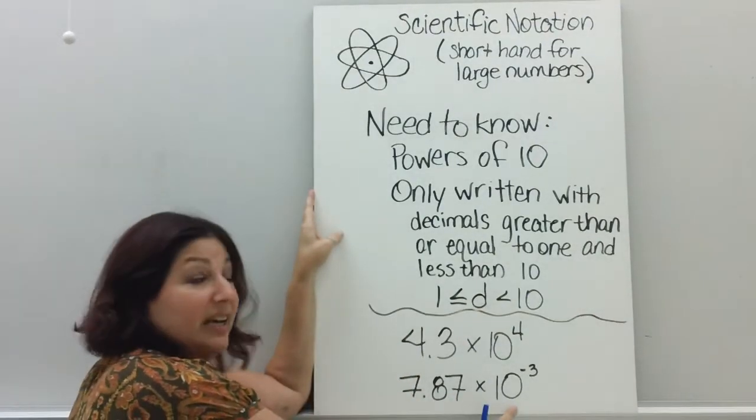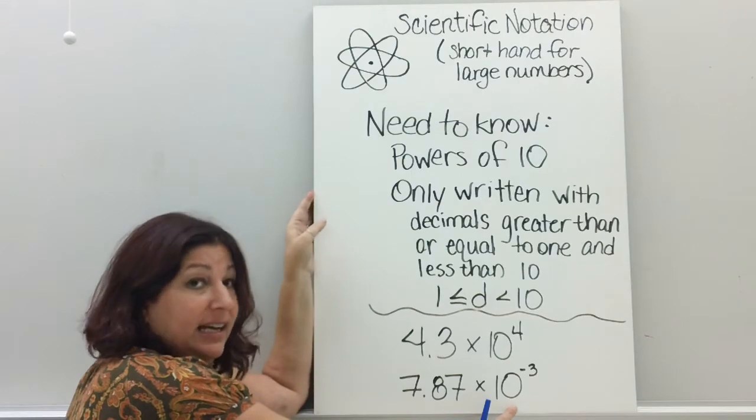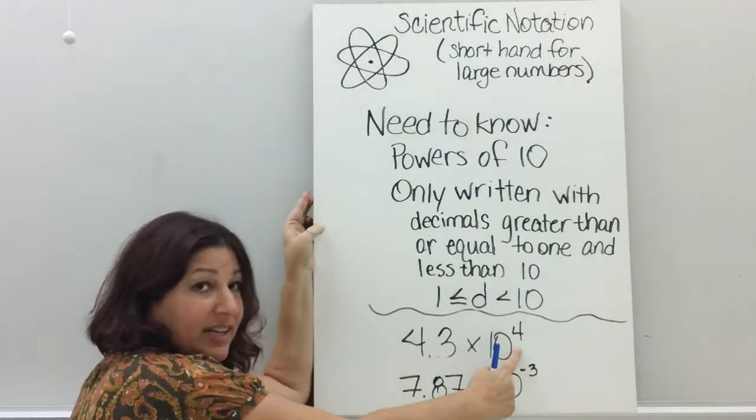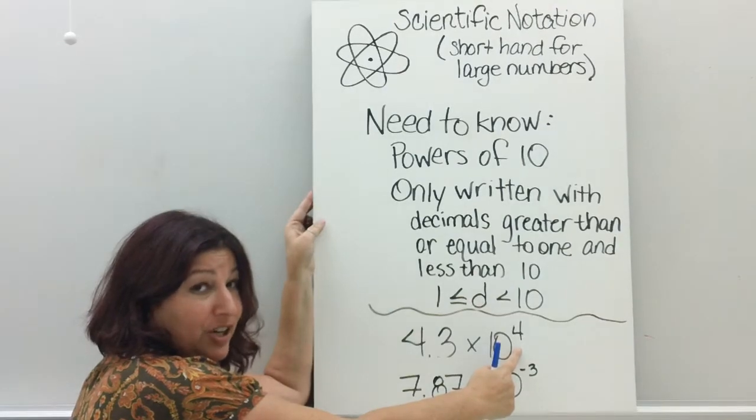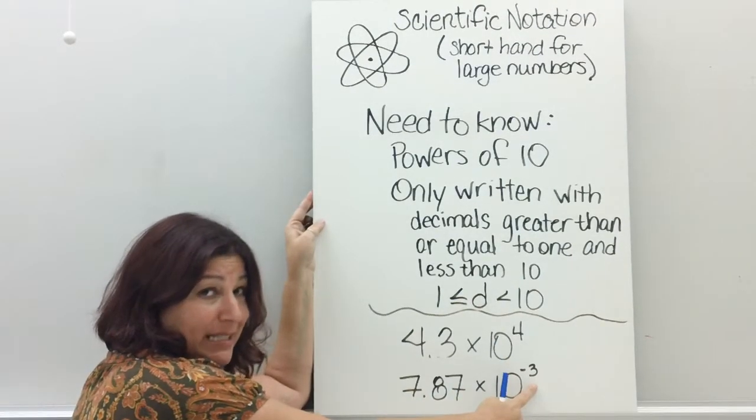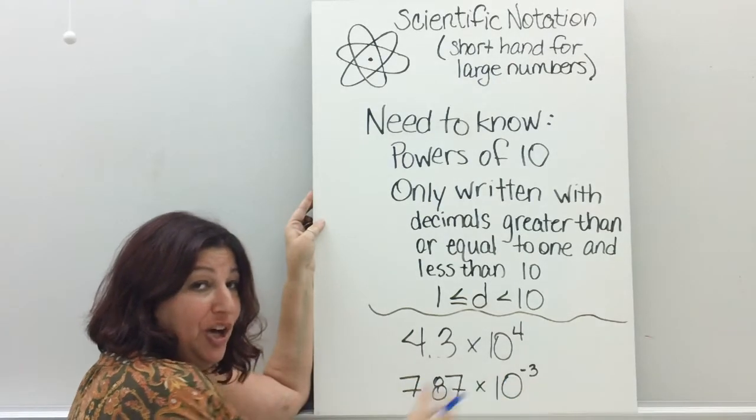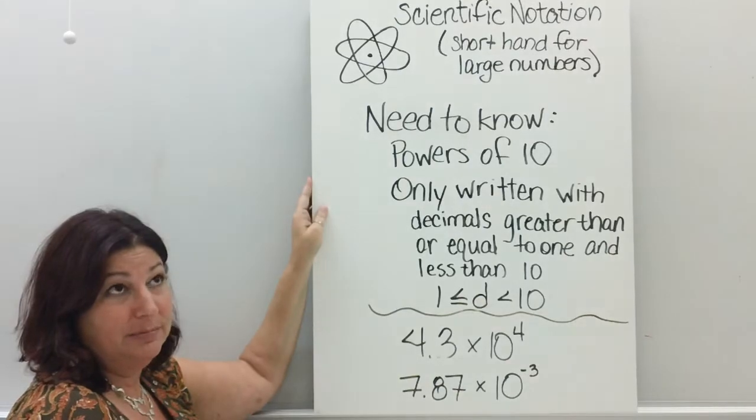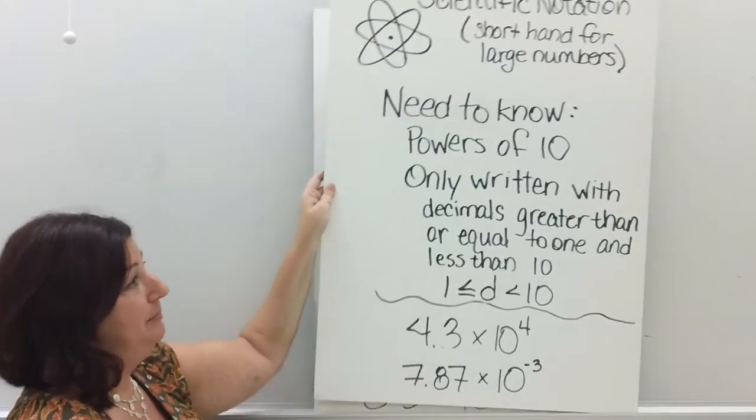I can have a negative power of 10, and that's still scientific notation. When I have a positive exponent, that means I have a pretty large number. A negative exponent means I'm going to have a pretty small number. And by small, I mean less than 0, or less than 1. It's going to be a decimal.